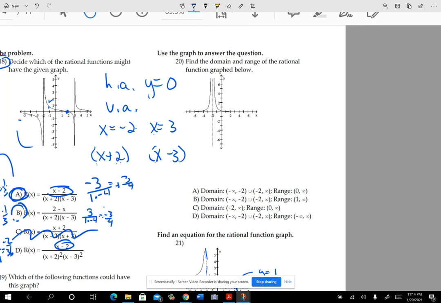Let's go ahead and see what 20 was. Oh, 20 was just asking for the domain and range. So you think about this set of points, and you're trying to tell me the domain and the range for those. So see how it goes.